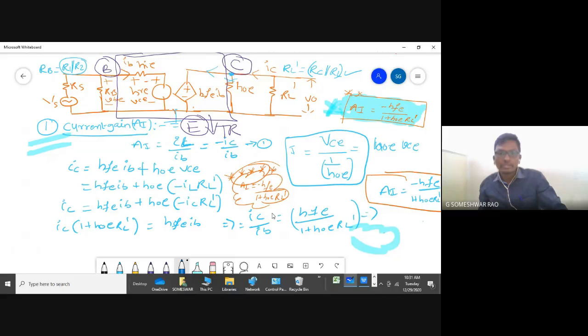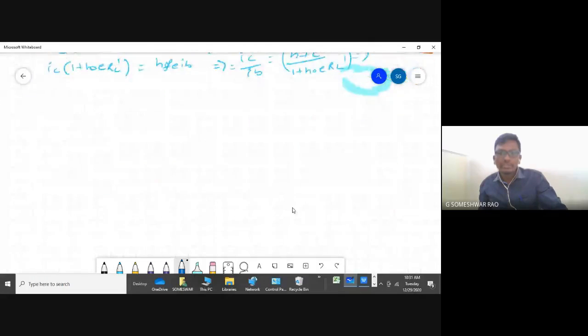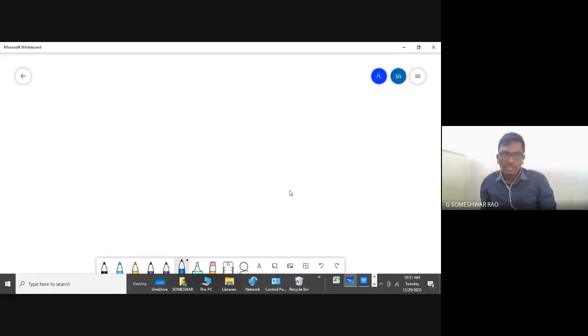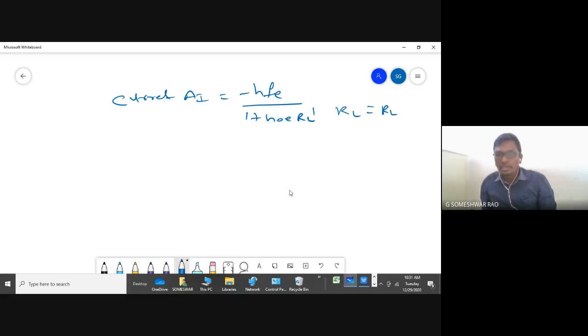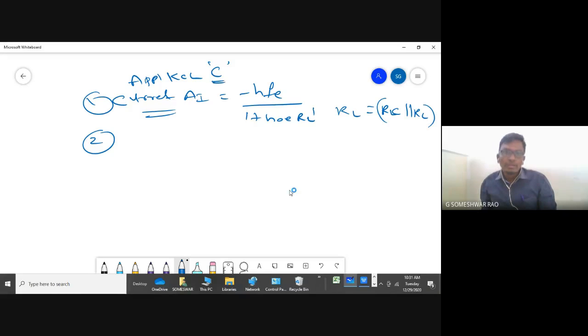Let me summarize. Current gain is minus HFE by 1 plus HOE into RL dash. So the current gain that we got as AI is equal to minus HFE by 1 plus HOE into RL dash. What is RL dash here? RL dash is nothing but RC in parallel with RL. Now this is the first parameter that we have derived by applying the KCL. Applying a KCL at where? Collector terminal.